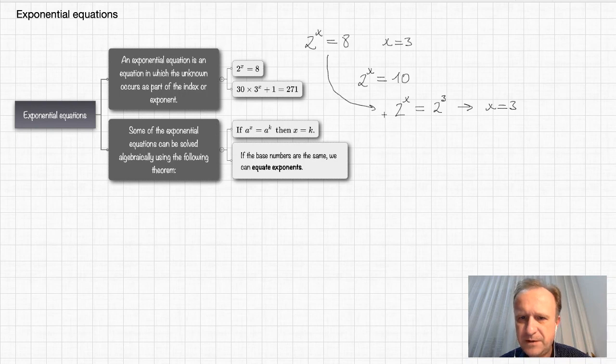Since the bases are the same, the exponents also have to be the same. So if the base numbers are the same, we can equate exponents. That is what we do here: we equate exponents. Some examples of this method will follow shortly.